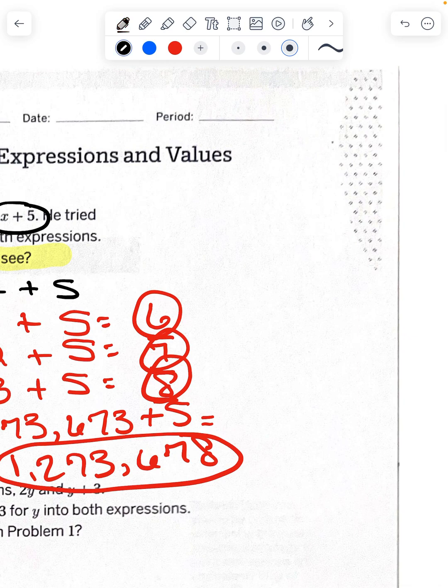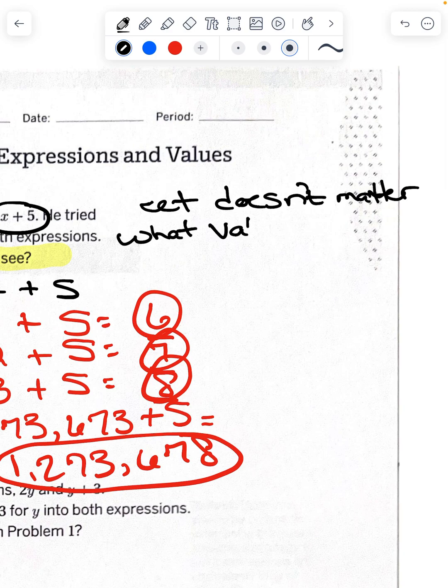Okay, now I think we already knew that, but we're going to go ahead and write something to that effect up here. I'm just going to write "doesn't matter," because this is important for the end of the lesson. It doesn't matter what value, meaning what number, we substitute for x.